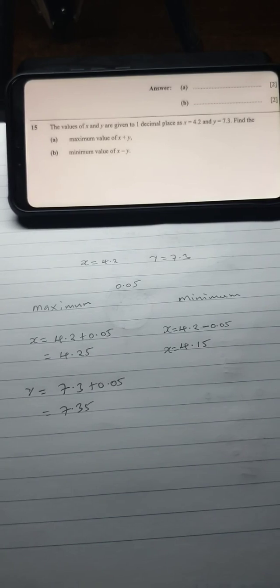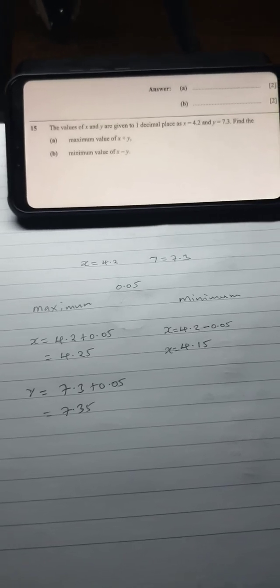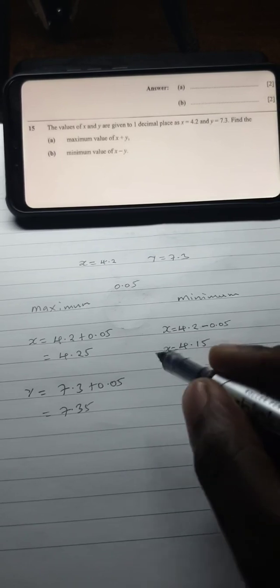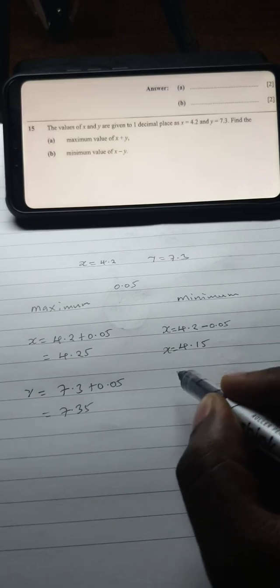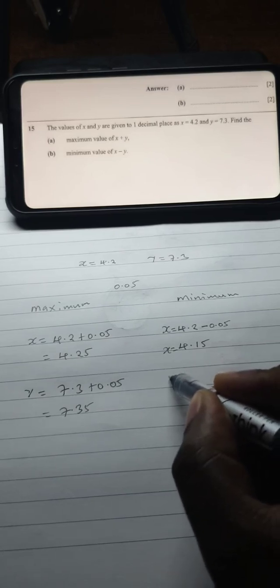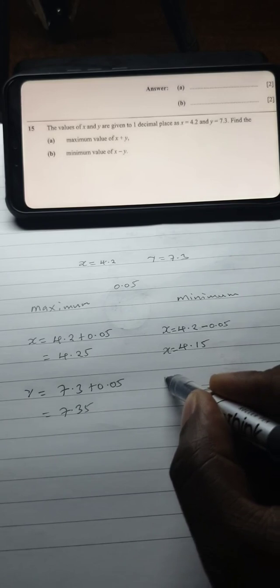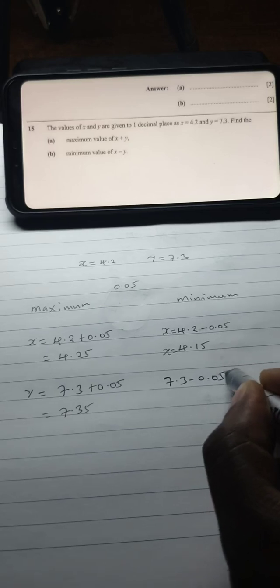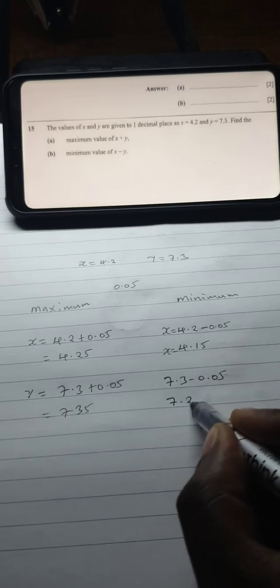If it's in one DP, we'll look at it, but let me finish explaining this one. You'll confuse your friends. It is absolute error. Okay, so what about for Y? The lower limit or minimum will be 7.3 minus 0.05, which will give us 7.25.